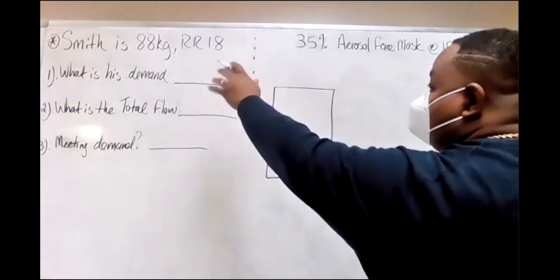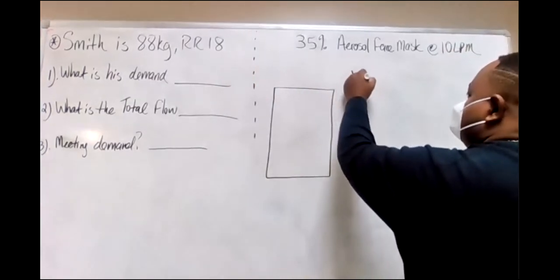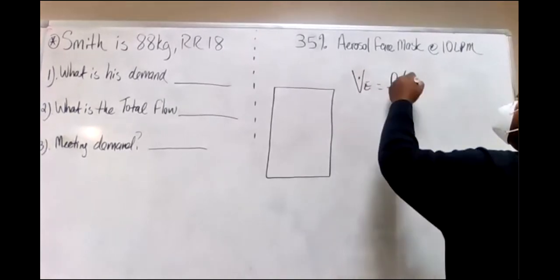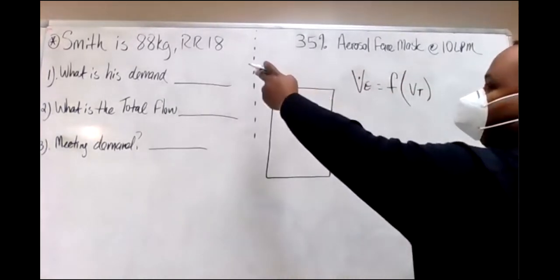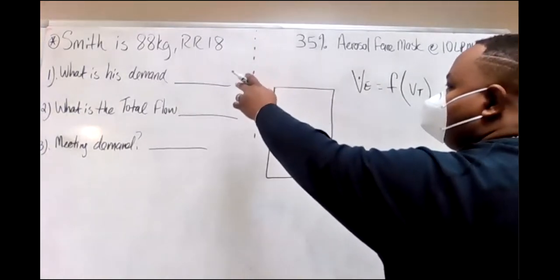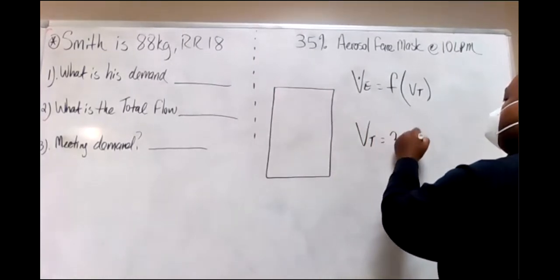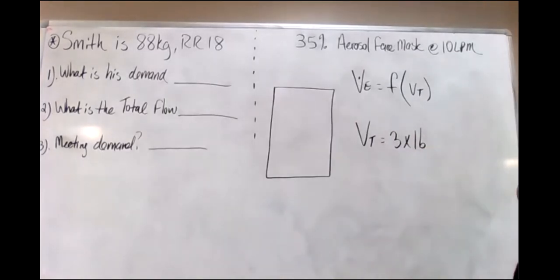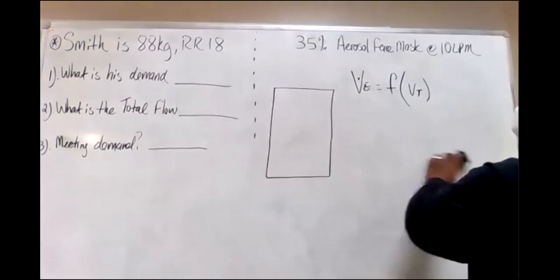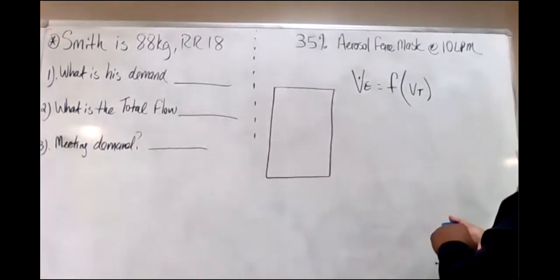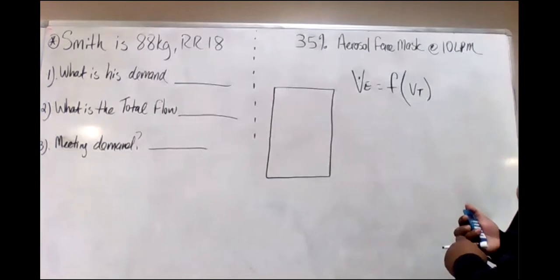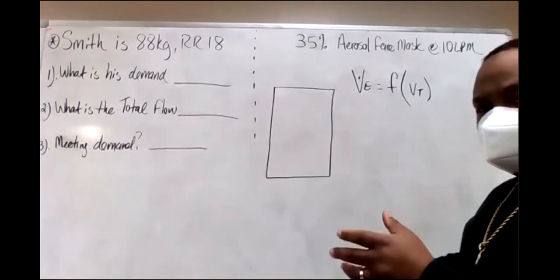Look at it. We've got to do minute ventilation, guys. It's frequency times what? Tidal volume. I don't know his tidal volume, so I've got to figure it out. He's 88 kilograms. Remember, tidal volume is 3 cc's per pound. That's the tidal volume. That's why you've got to know this stuff. Now we need to find out how many pounds he is. Well, 88 kilograms times 2.2 is 193.6 pounds.